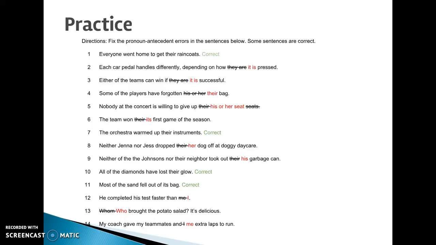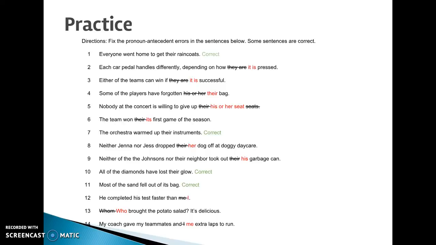Nobody at the concert is willing to give up his or her seat. So remember, nobody is a singular indefinite pronoun. And you know what, that one you could use there because that would be kind of a gender inclusive thing. So even though nobody is a singular indefinite pronoun, I would probably default to using there. So that's probably one we need to update with the new rule. If you had said his or her, it's technically grammatically correct, but we might want to default to their seats to be gender inclusive.